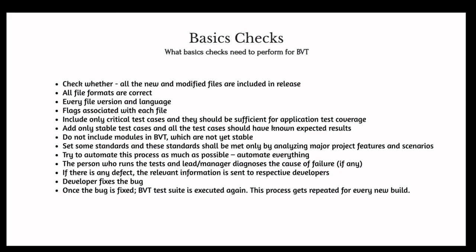Try to automate the process as much as possible, because there might be a chance we receive frequent builds, depending on the nature of our project. The person who runs the test and the lead managers diagnose the causes of failure. Whichever person is running the BVT should log all the causes of failure and inform the related developer or the respective persons. Once the bug is fixed, the BVT should run again. The process gets repeated for every new build. So whenever we receive a new build, this process should be repeated.